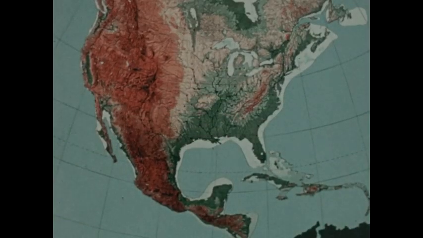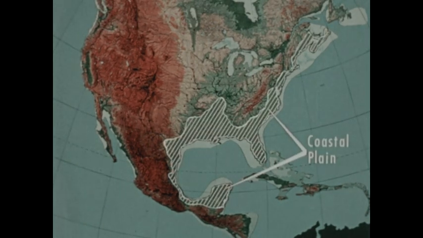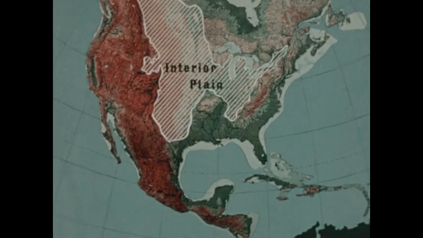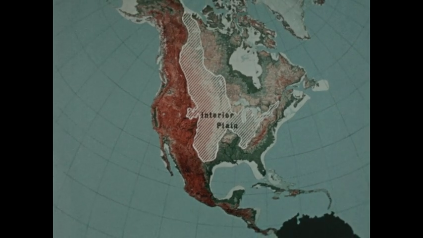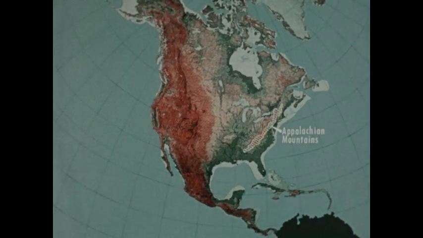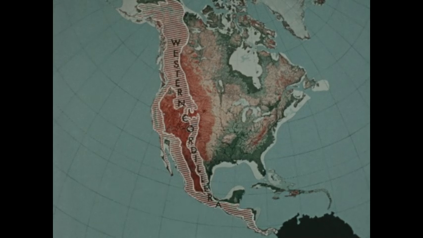North America has two basic regions of plains: the coastal plain, along the Atlantic Ocean and Gulf of Mexico, and the interior plain, which extends almost the entire length of the continent. The Appalachian Mountains on the east separate the two plains. The Rocky Mountains, part of the Western Cordillera, border the interior plain.